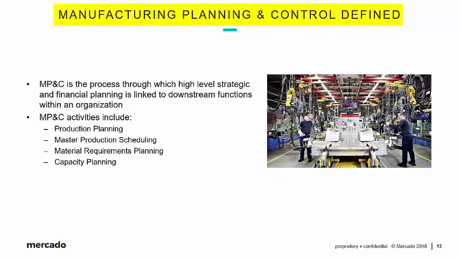Let's move on and review again manufacturing planning and control. It is the process through which high-level strategic and financial planning is linked to downstream functions within an organization. Once again, we'll say, when we are the manufacturer, it is us that has to engage in the activities found in our second bullet point. When we're working with overseas manufacturers, yes, we're sharing forecasts, we're placing purchase orders on those overseas suppliers, but it is the overseas supplier that has to engage in these MP&C activities.